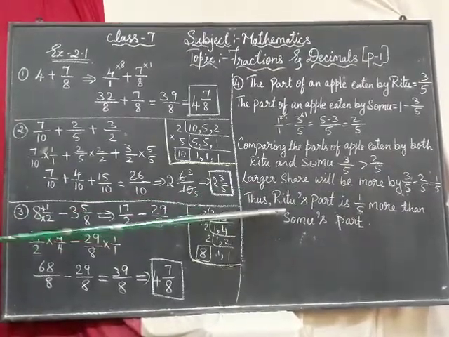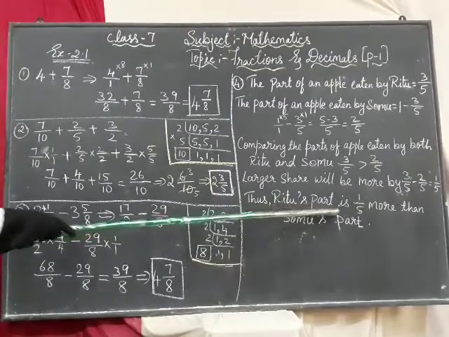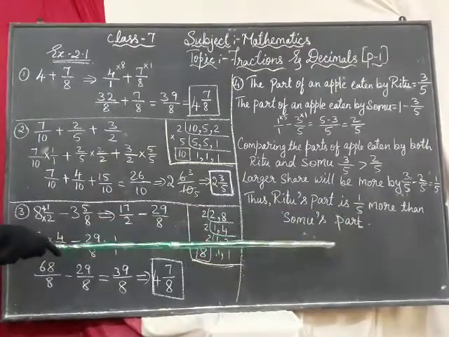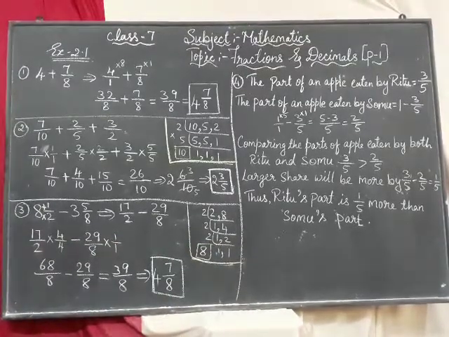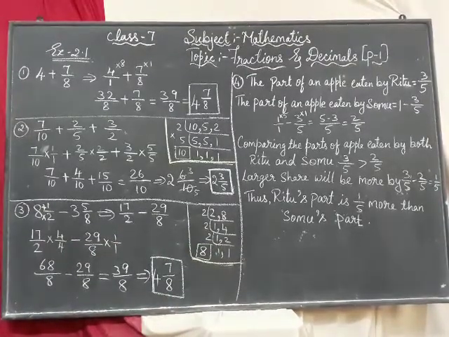Now thus Ritu's part is 1 by 5 more than Somu's part. Understood? Yes? Is it clear? Okay, complete exercise 2.1 in your classwork.